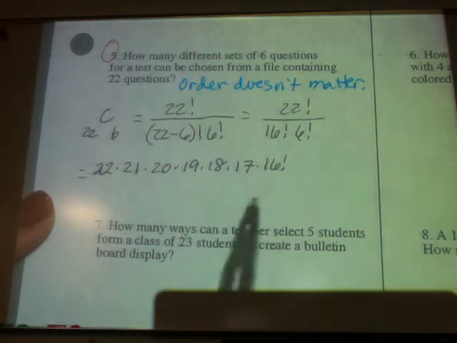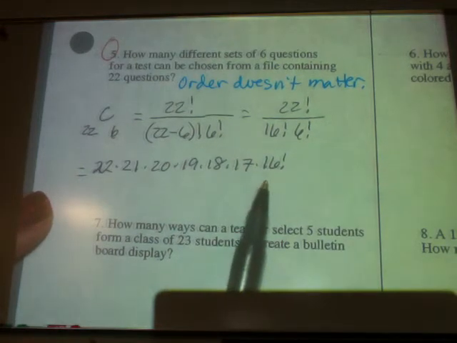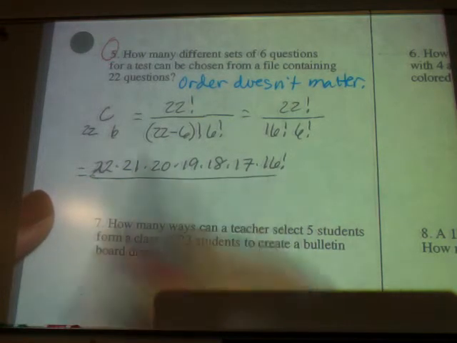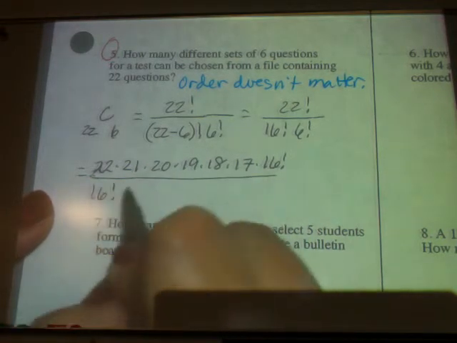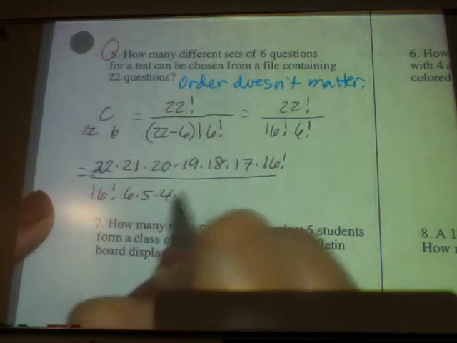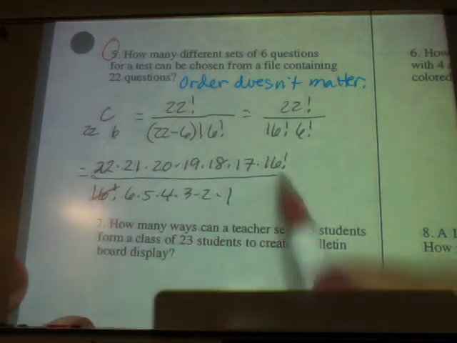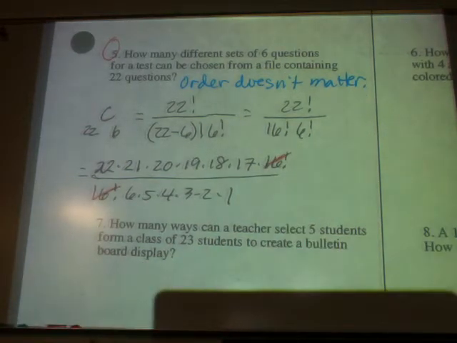So you're going to stop, but make sure that you write 16 factorial and you just don't write 16. And so all of that's divided by 16 factorial, and then 6, 5, 4, 3, 2, and 1. So I can cancel that 16 factorial with that 16 factorial. And then everything else in the denominator needs to cancel with something in the numerator. If you can't cancel, then you did something wrong.